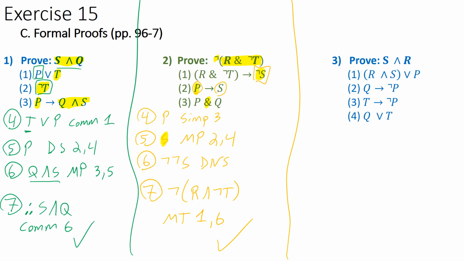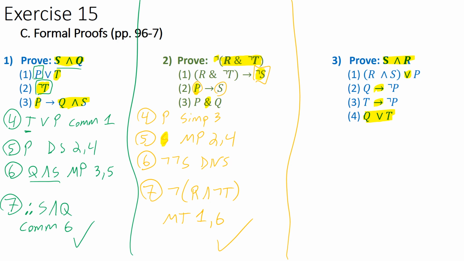For number 3, we have the conjunction S and R, and we're given 4 premises. We want to prove S and R. We have a disjunction, conditional, conditional, disjunction. But notice that this disjunction, Q or T, is true. Q or T is true, it's a given premise. And so, at least one of those options has to be true.